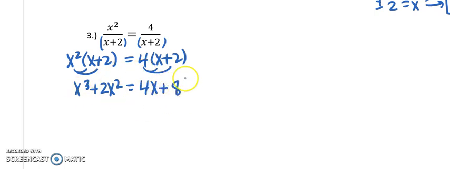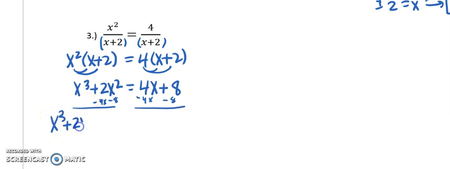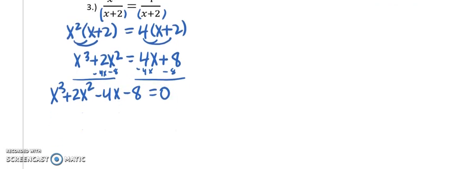Now I'm thinking maybe some factoring is going to happen because I can't get my x alone. So I'm going to actually move this and this to the other side. Now when I subtract 4x and I subtract 8, they have no like terms. So x cubed plus 2x squared minus 4x minus 8 equals 0. And we have learned in class what to do when we have 4 terms like this and we have to factor. We have to do it by grouping.